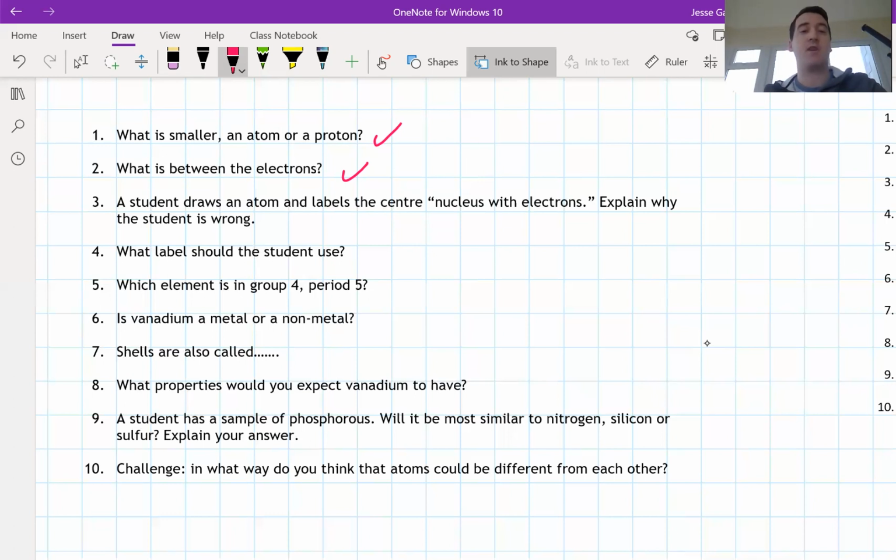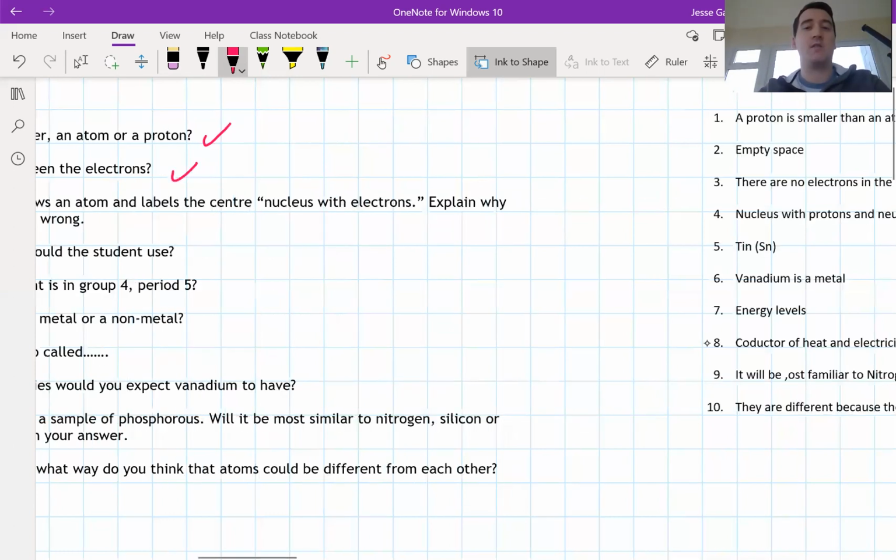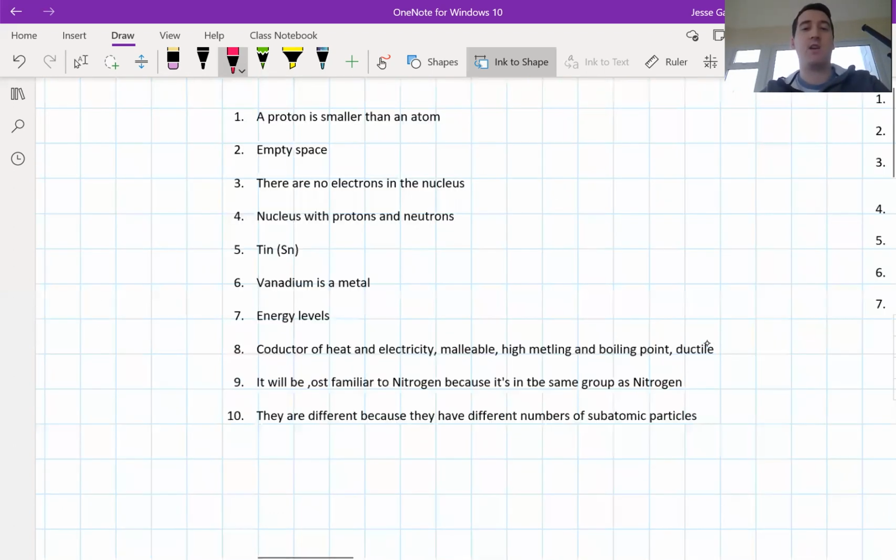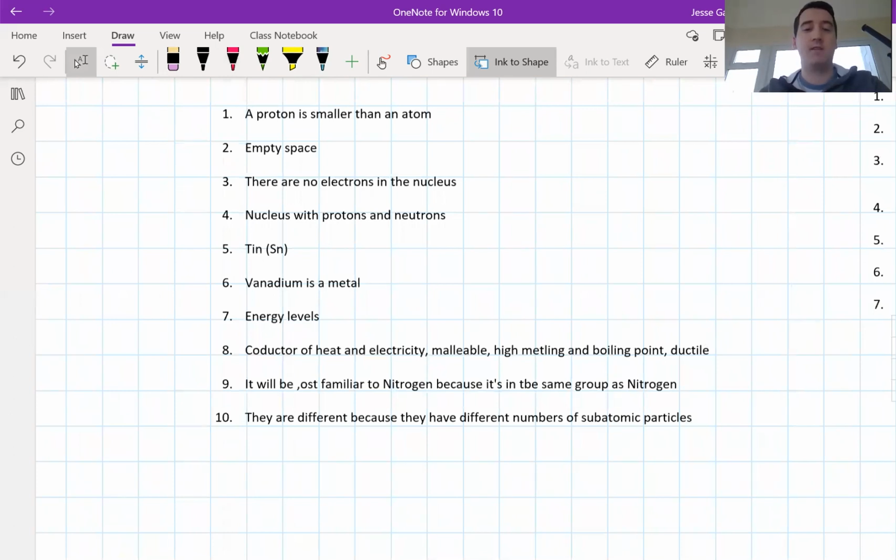Last question. In what way do you think atoms could be different from each other? Well, that's all got to do with the number of protons, neutrons, and electrons that they have. If they've got different numbers of subatomic particles, protons, neutrons, and electrons, that's going to make them different from each other. Like we said before, an element is a substance made of only one type of atom. And I never really explained to you why there are loads of types of atoms. Well, it's got to do with this. How many of the subatomic particles do they have? That's the key. All right, so I'm just going to put up the written answers. You can pause the video and make any corrections that you need to make. Do that now, please.